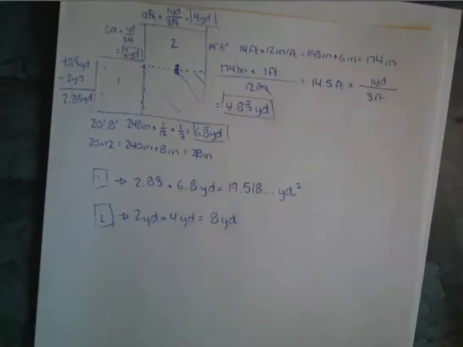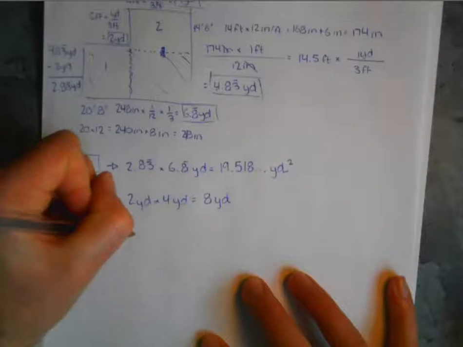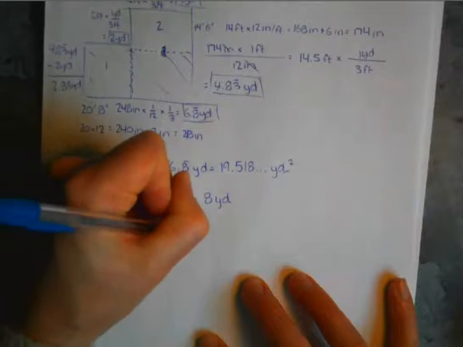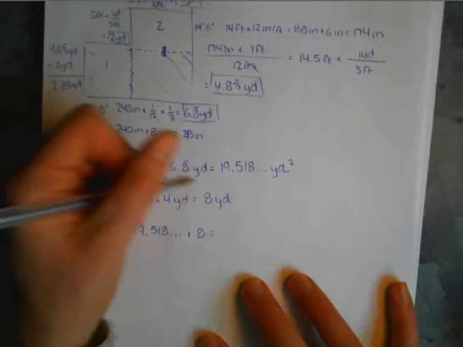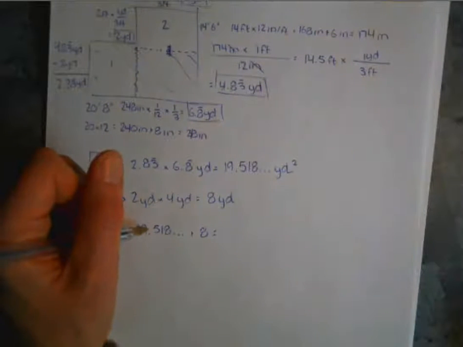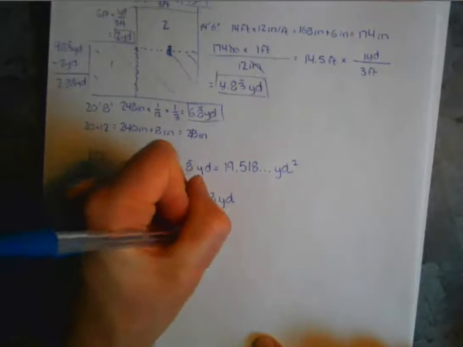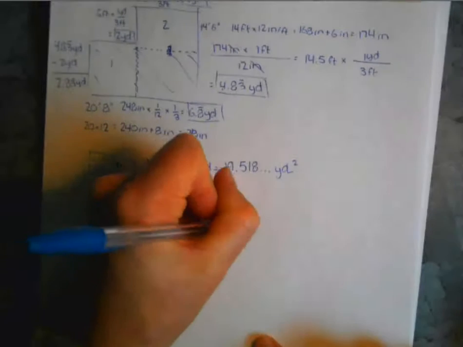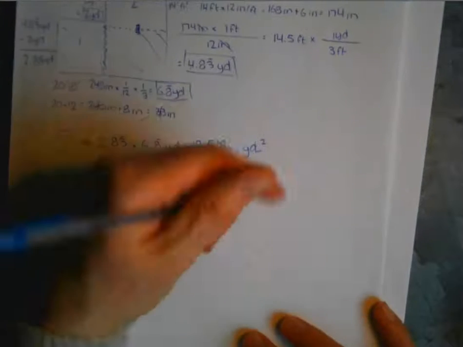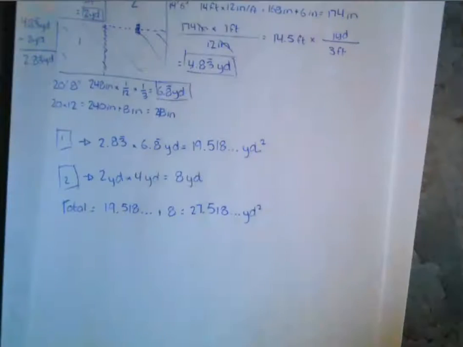So then we want to find the total area, which is just adding those together. 19.518 plus 8 equals 27.518 yards squared. So that's the total area she has to cover.